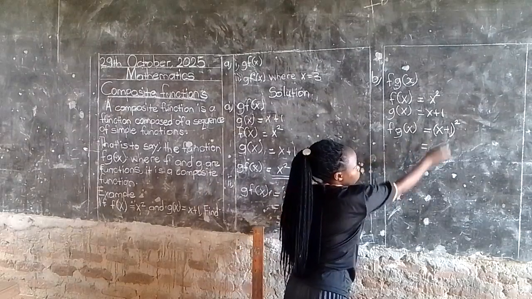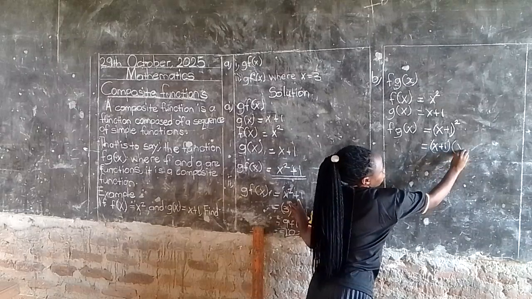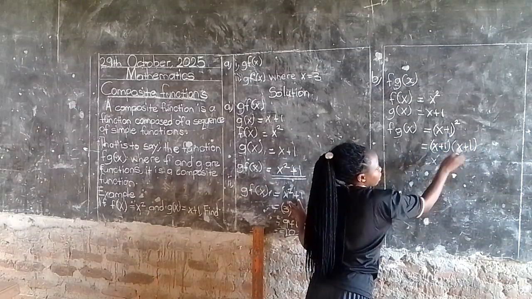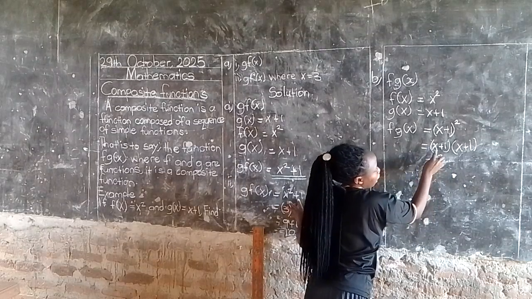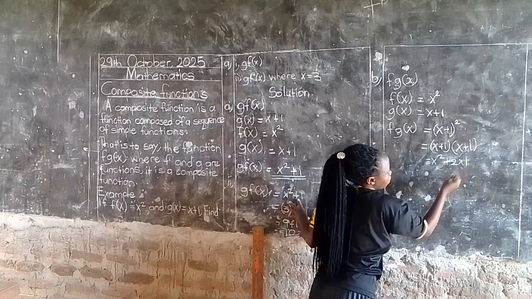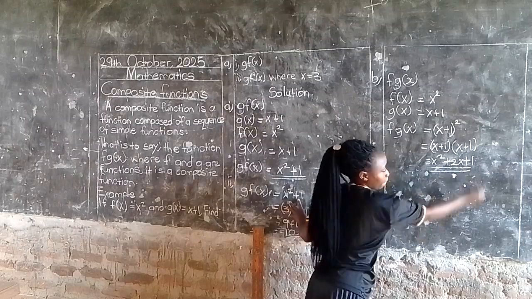So if we square this one, we say x plus 1 times x plus 1. So x times x, that is x squared. Now x plus x, so we get plus 2x, plus 1 as our answer.